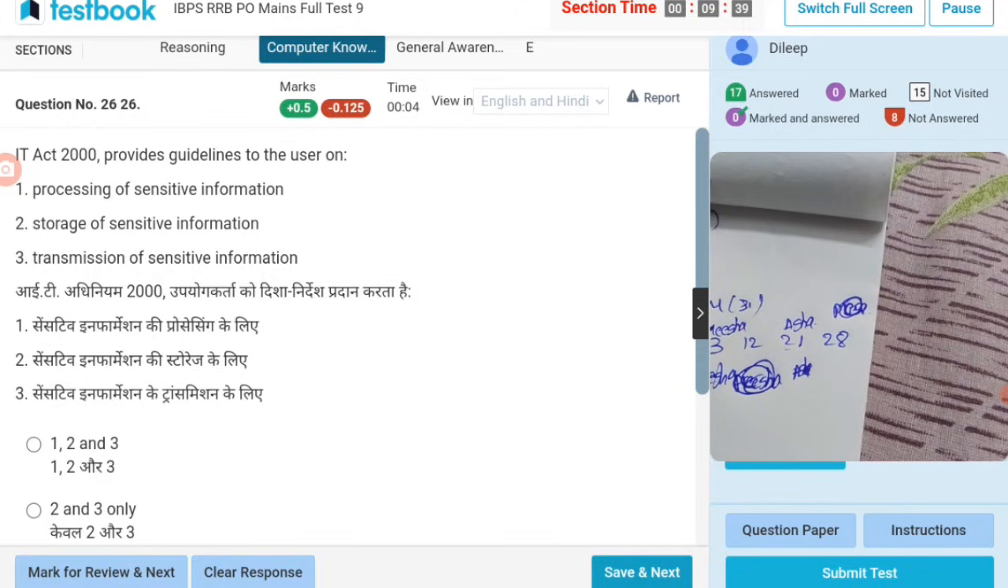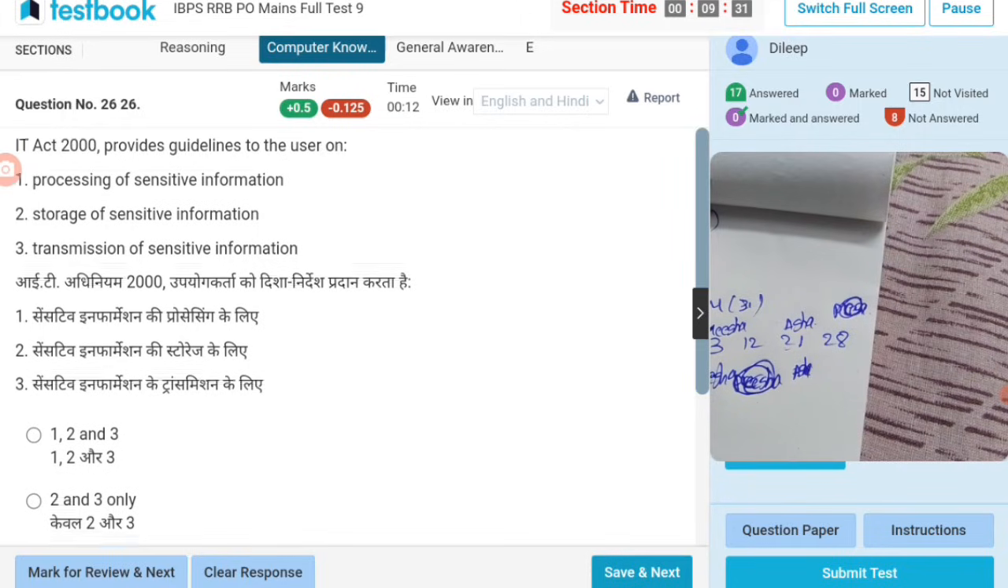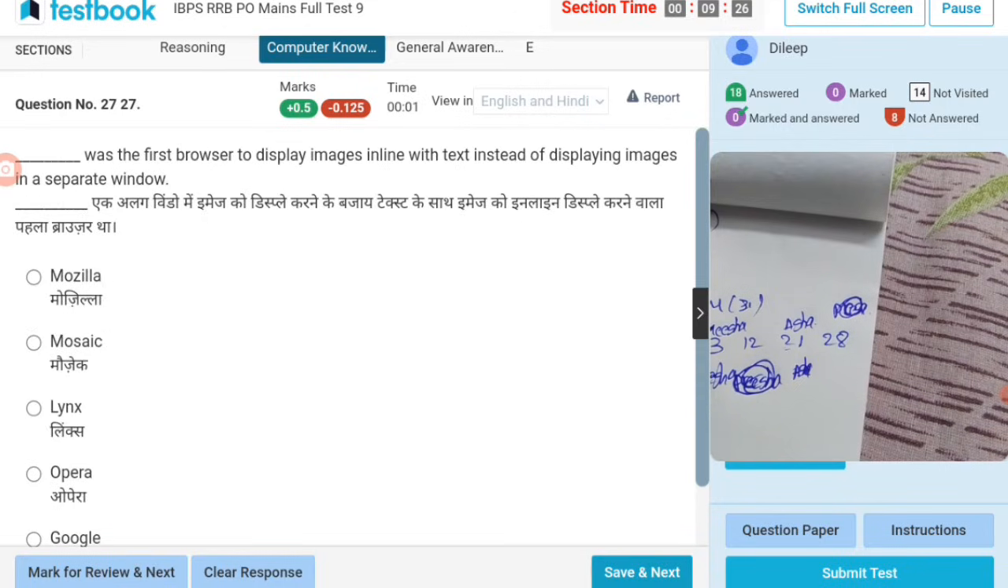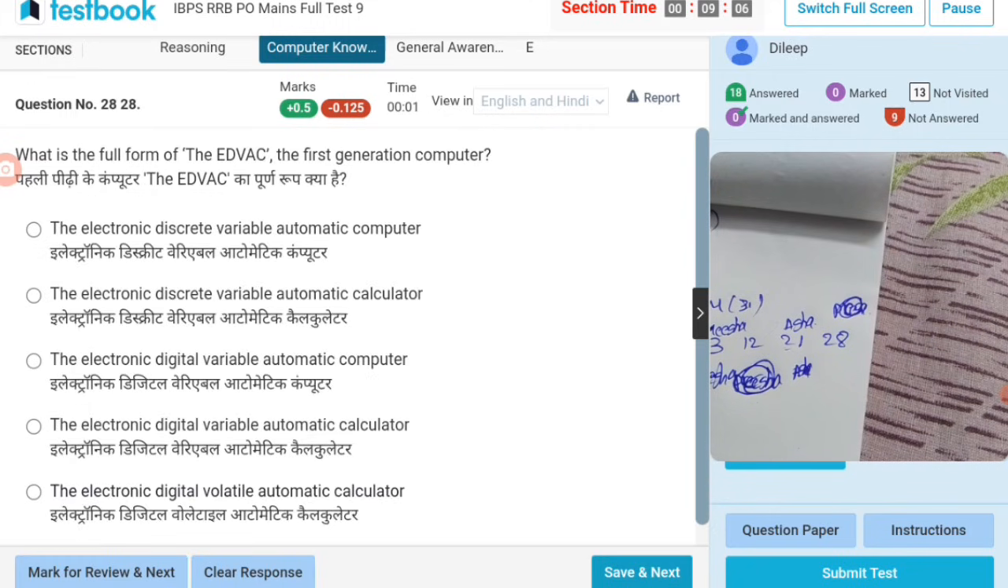IT Act 2000 provides guidance to the user on tool, I think. Dash was the first browser to display images in line with text instead of displaying images in a separate window. The network electronic digital variable automatic.